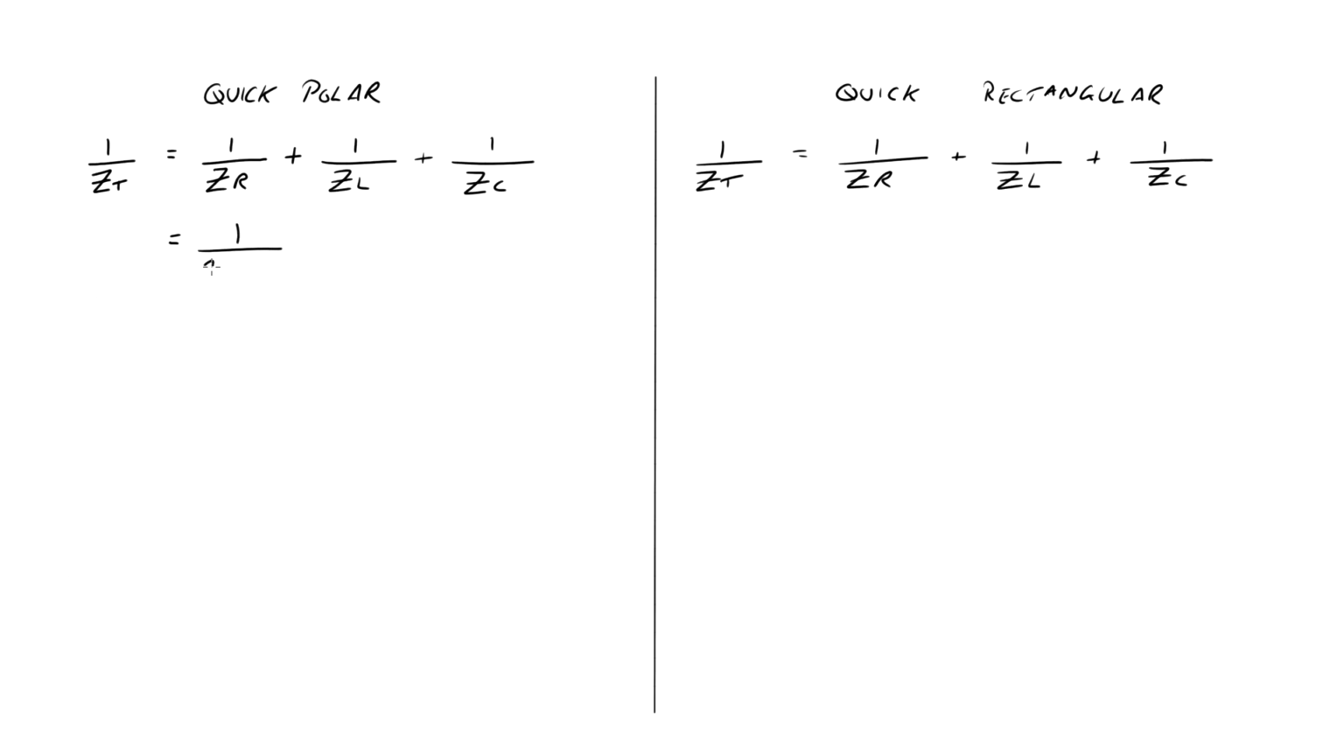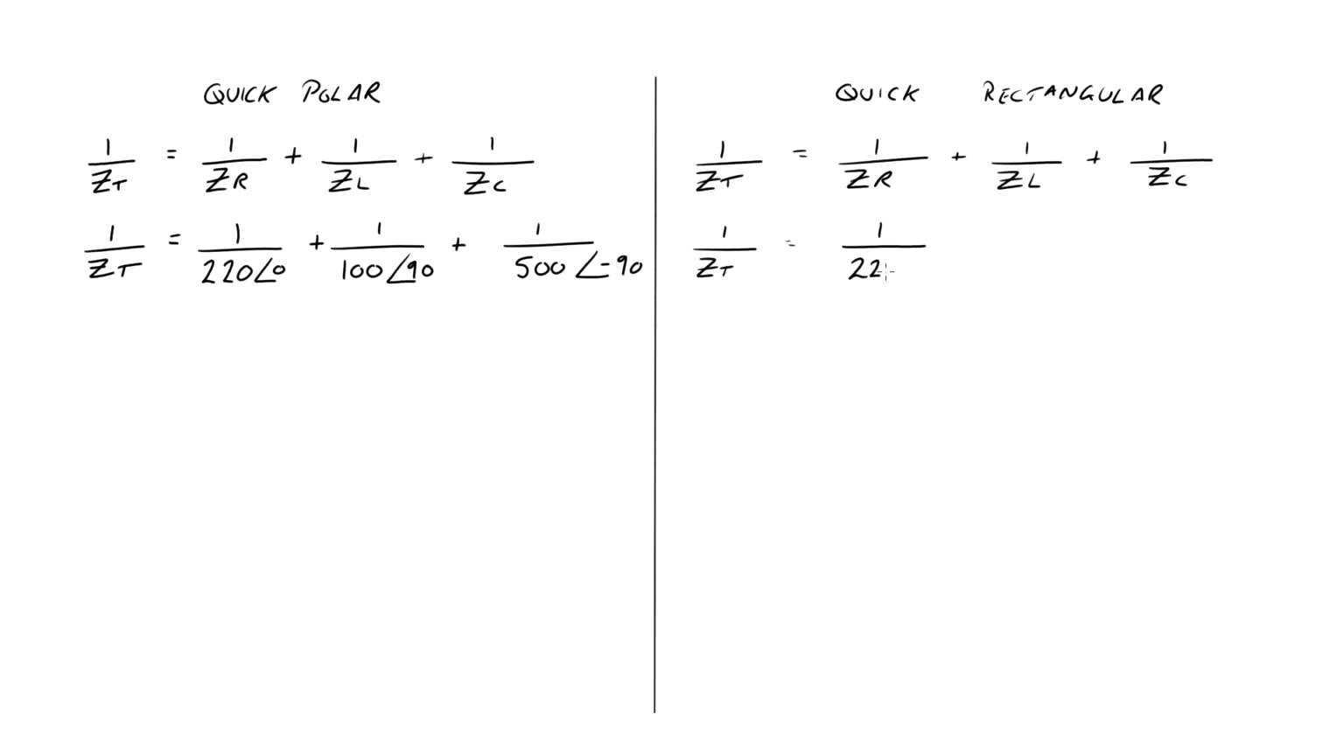So in polar form, 1 over Z total is 1 over 220 ohms at 0 degrees plus 1 over 100 ohms at 90 degrees plus 1 over 500 ohms at minus 90 degrees. That's the reciprocal of the total impedance. In rectangular form, we have 1 over 220 plus 0J ohms for the resistor, 1 over 0 plus 100J ohms for the inductor, and for the capacitor, 1 over 0 take away 500J ohms.